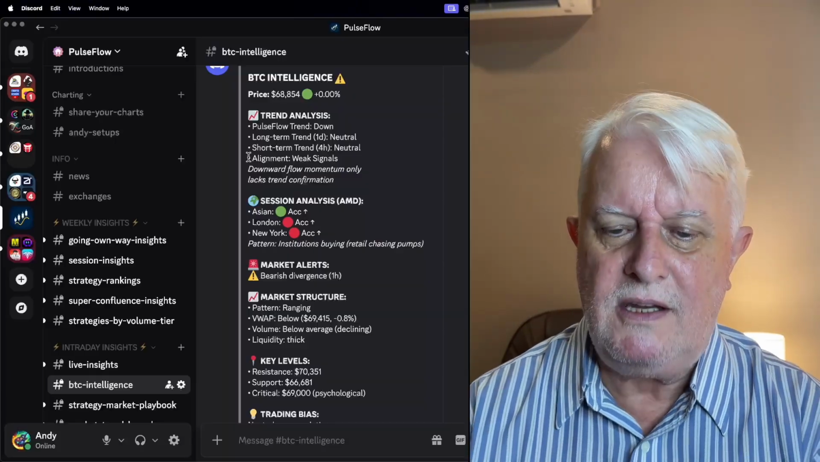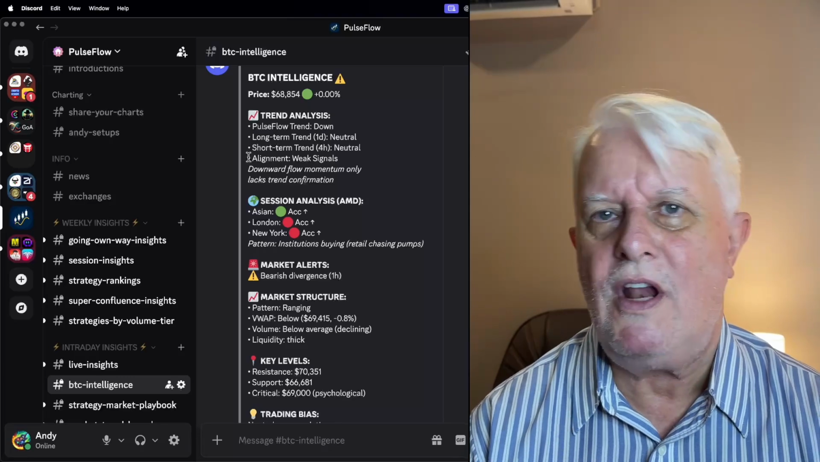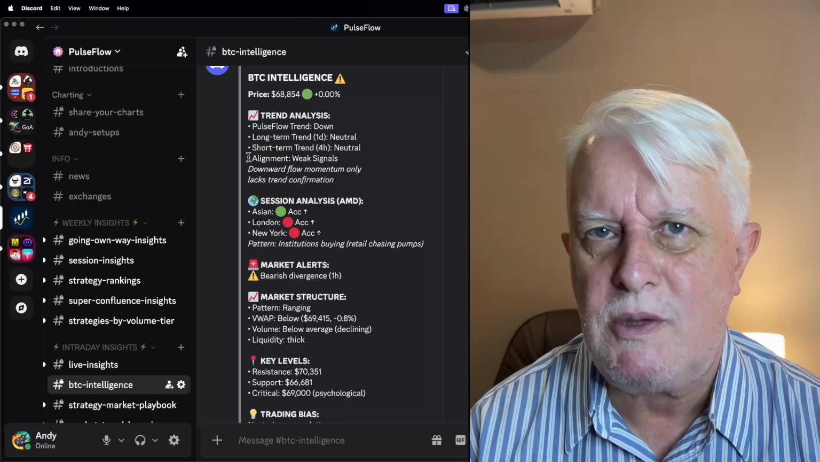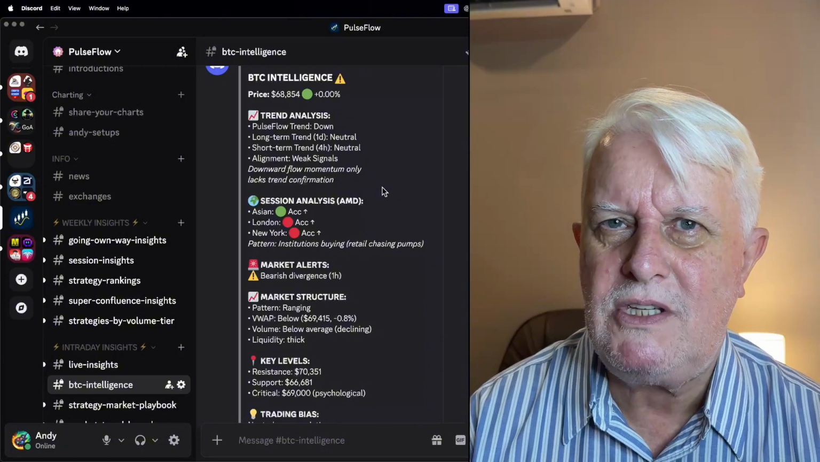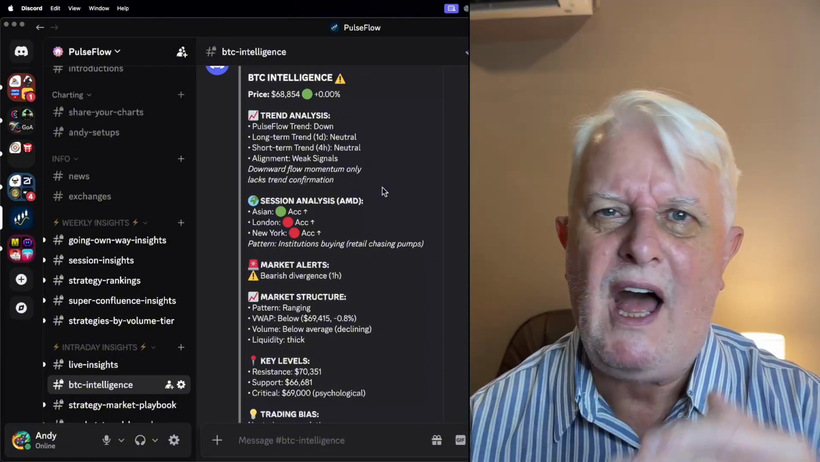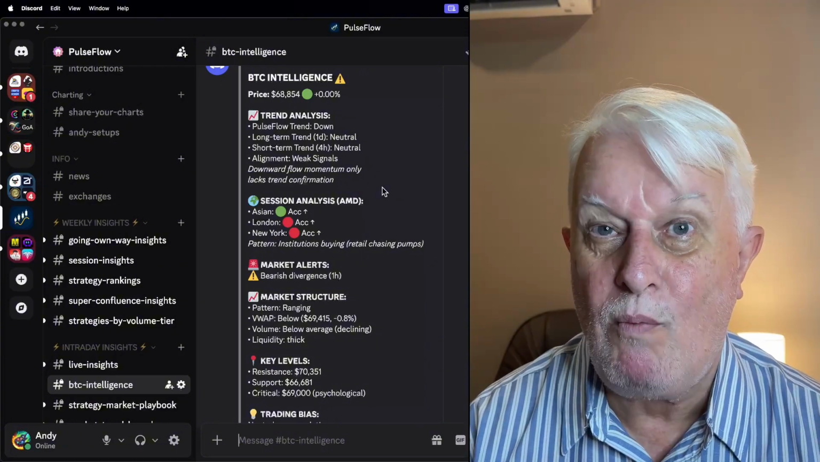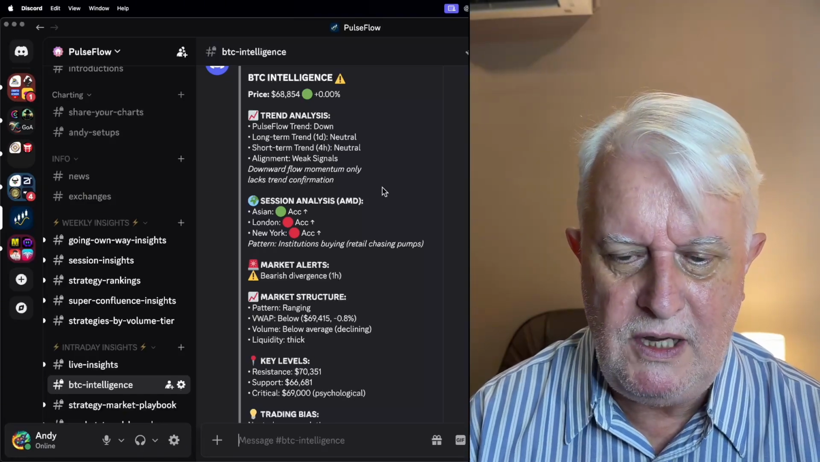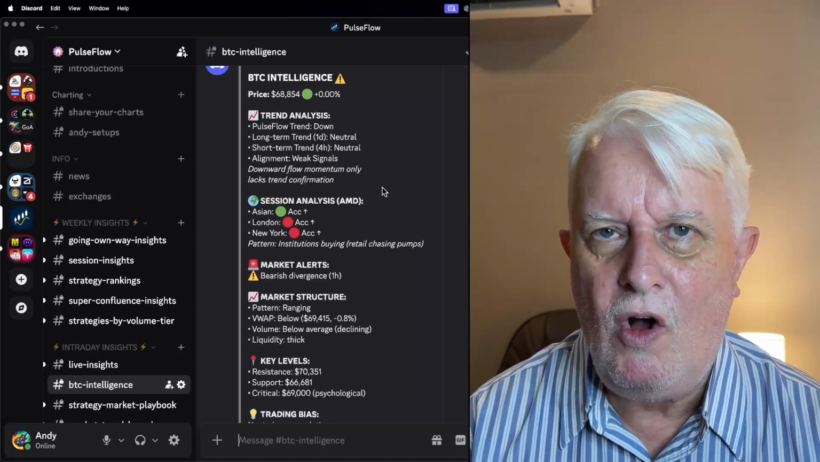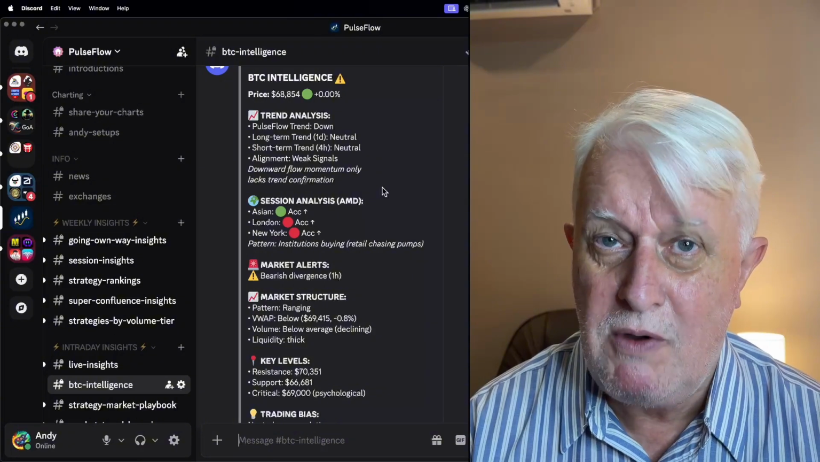The alignment line tells you whether the trends are in alignment, and it will give you different messages depending. The italic line gives you precise context, how far BTC has moved from a significant high or low in the last 20 days, and when that was. So here we have downward flow momentum only, lacks trend confirmation. All kinds of different messages come here, so keep your eyes on it.